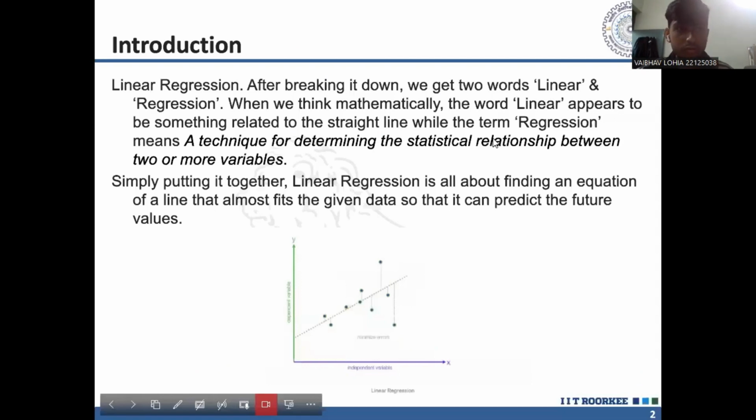First of all, let me introduce what linear regression means. Linear regression is nothing but a technique for determining the statistical relationship between two or more variables. Simply put, we have to find a line that almost fits all the data points which we feed to it, so that we can predict what the next data point will be in accordance with our input.